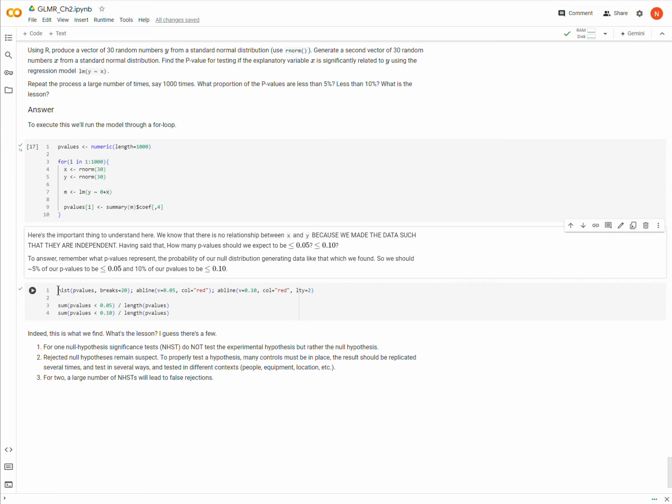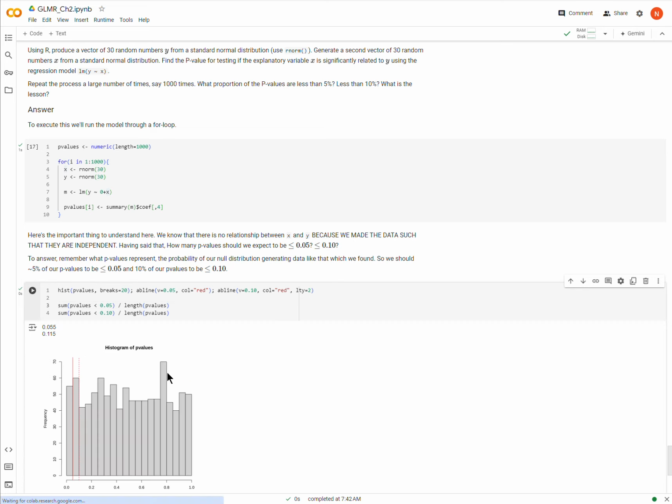I'm going to run a histogram here with 20 breaks, and so that should put a break at 0.05 and 0.1 and 0.15 and 0.2 and so forth. Then I will demarcate p-values less than 0.05 and 0.1. I will also, within our vector of p-values, count how many are less than 0.05 or 0.1 and then divide by the length. That will give us the percentage that are below 0.05 and below 0.1. So running this, okay.